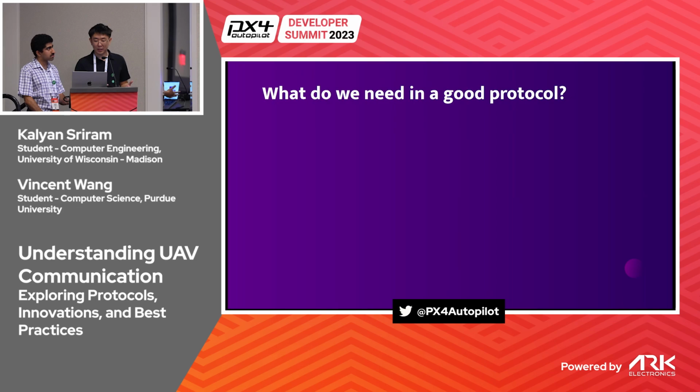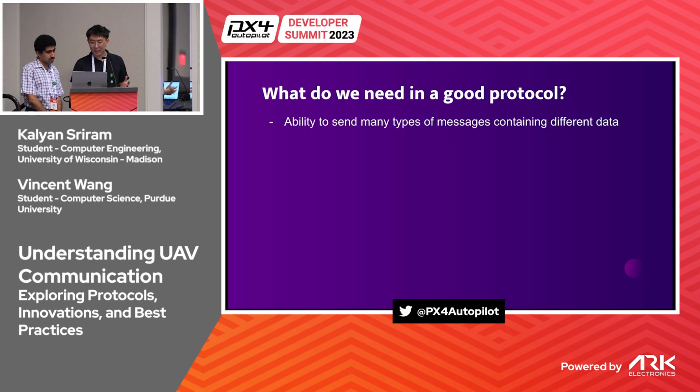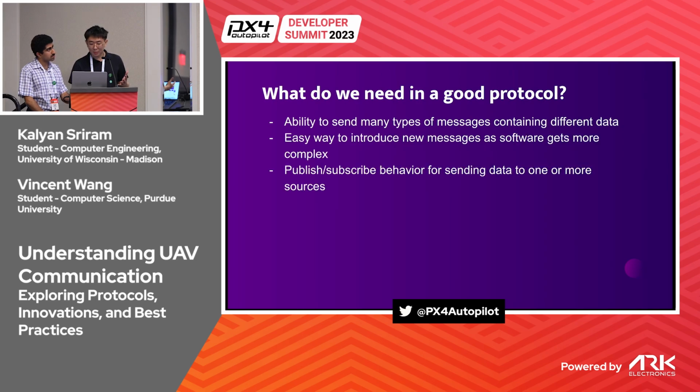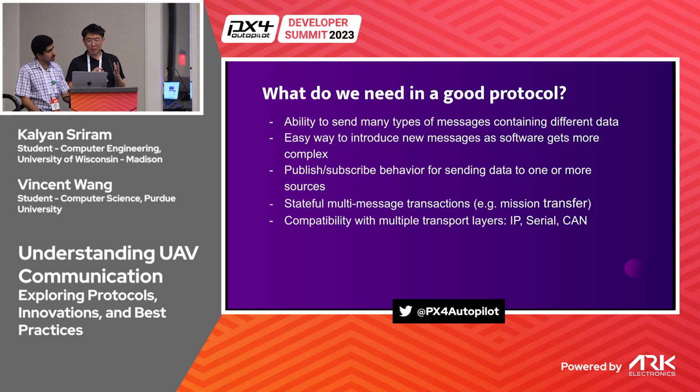So what do we want out of a good autonomous drone protocol? We want an easy way to be able to send different message types and to add new message types over time. We also want publish-subscribe behavior for sending data to one or more sources. Finally, we also want the ability to define higher-level stateful transactions that can span multiple messages to implement more complex functionality, such as mission transfer. And finally, we want compatibility with multiple transport layers, such as serial, TCP, UDP, or CAN, which we'll talk about later.